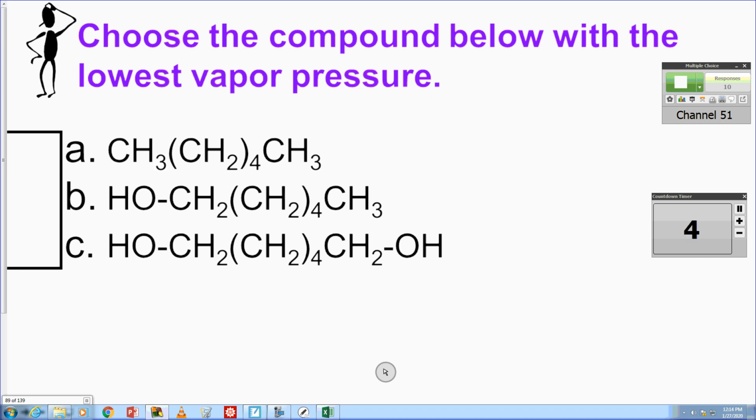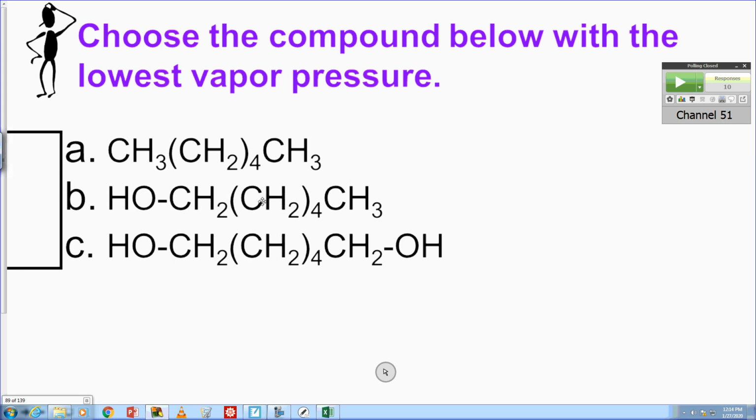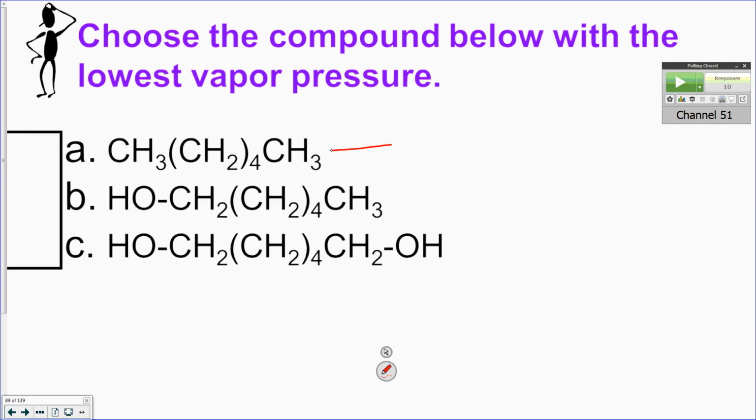All right, pretty split. Most of you think A, one of you went with B, and the rest of you went with choice C. So let's think about the types of forces. What type of intermolecular forces are in A? Let's name our forces off. Does it have a dipole?